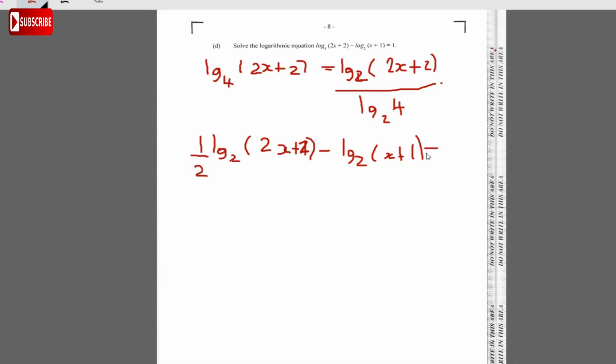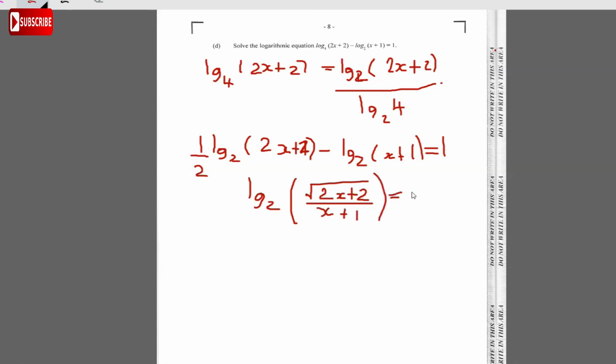Now we can combine it as one logarithm. I can bring up the half, and bringing up the half, it becomes a square root. So writing it as one log, it's going to be log to base 2 of the square root of 2x plus 2, divided by x plus 1, and this is equal to 1.